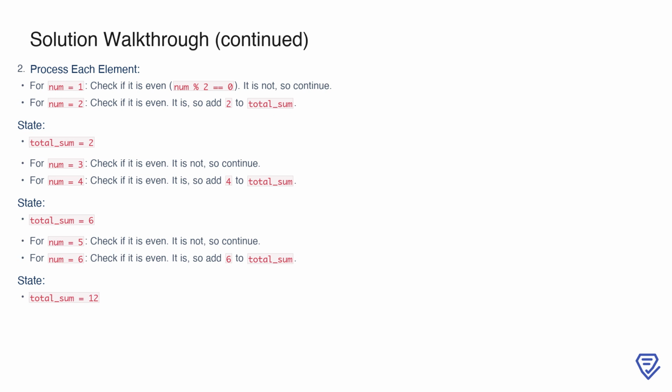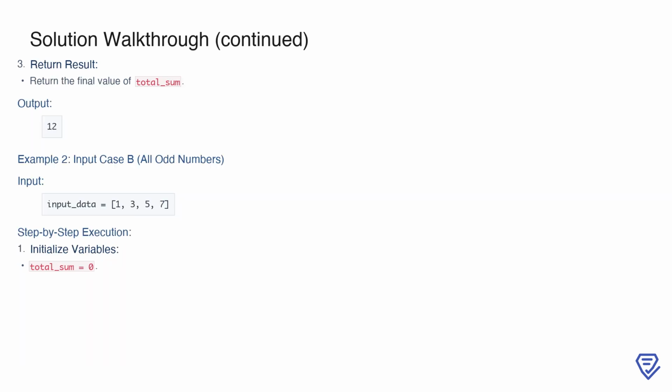Similarly, 5 is skipped as it is not even, and finally, 6, being even, is added to total_sum, resulting in a final total of 12. At this point, all elements have been processed, and the accumulator reflects the sum of all even numbers in the list. With the iteration complete, the final step is to return the value of total_sum.